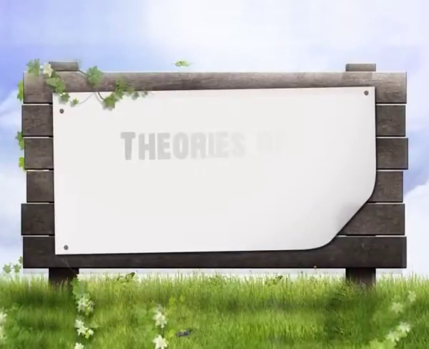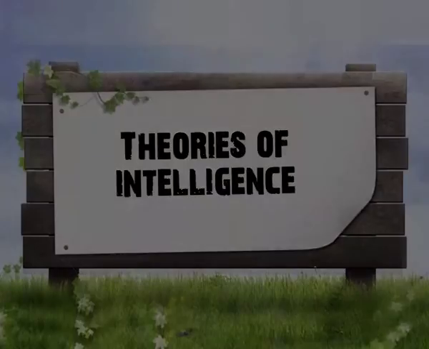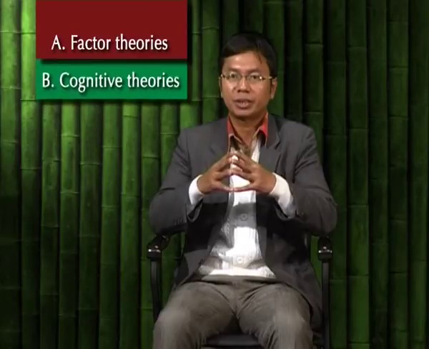Let us examine theories of intelligence. The theories of intelligence propagated by psychologists from time to time have tried to uncover the components or elements of intelligence. Theories on intelligence can be grouped into two categories, which include the following: A. Factor theories, and B. Cognitive theories.